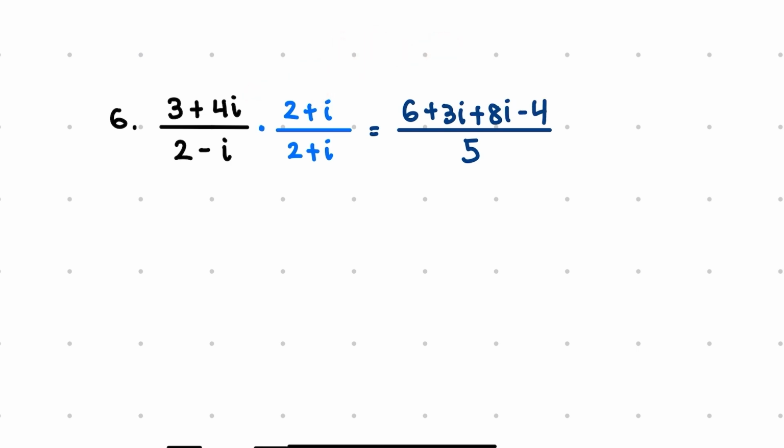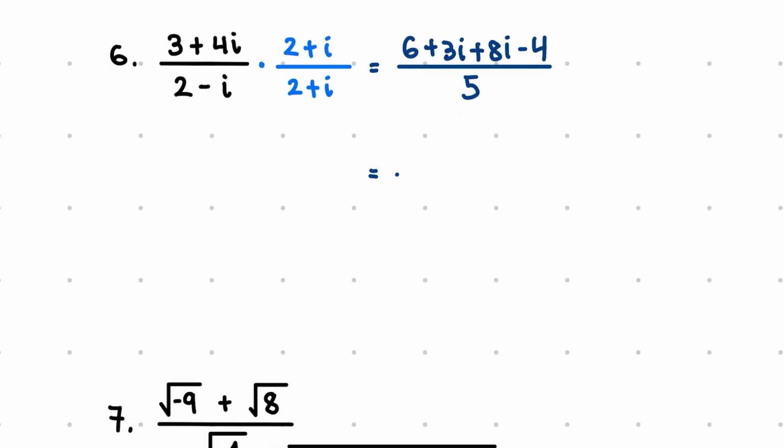And then let's simplify, basically combine what you can combine. So combine 6 minus 4 out here since they are both real. So we got 2, 3i and 8i out here. When we combine it again, just like adding coefficients, we get plus 11i all over 5.